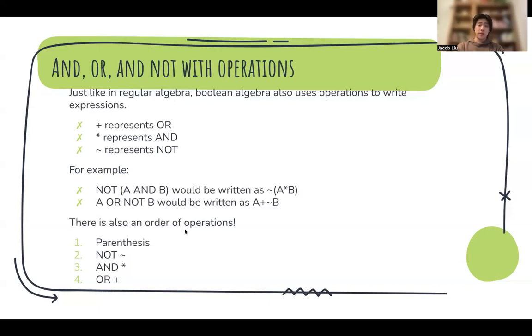And there's also an order of operations that you must follow in Boolean algebra. So parentheses are first, just like always, and then not. And it's because not only affects the thing right next to it. And then you have and, and finally or.